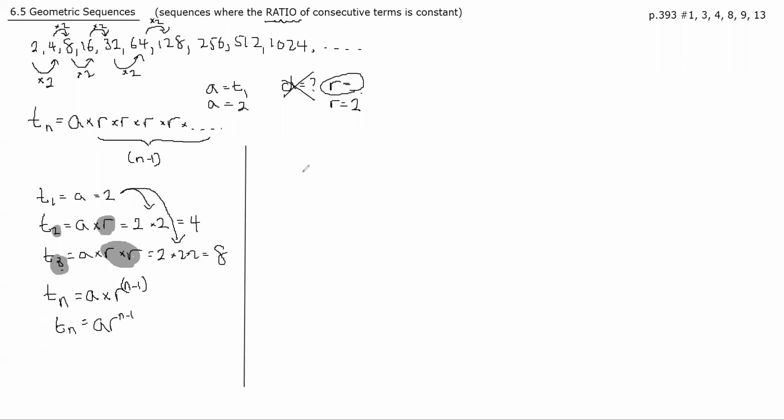I'm going to go to page 390. That's example 3. They give you this: there's a 4, there's a 12, there's a 36, and the very last term happens to be 2,916. The question is, determine the number of terms in the geometric sequence. So n equals what? A better way to describe it is, what term number is 2,916?